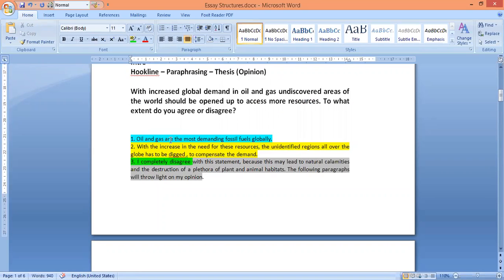But where is the opinion? It's a demand of the question. We have to take a side, either one, right? Or she's taking a side in between. She's taking a side: I completely disagree with this statement. She's taking the stand that she completely disagrees with this statement.